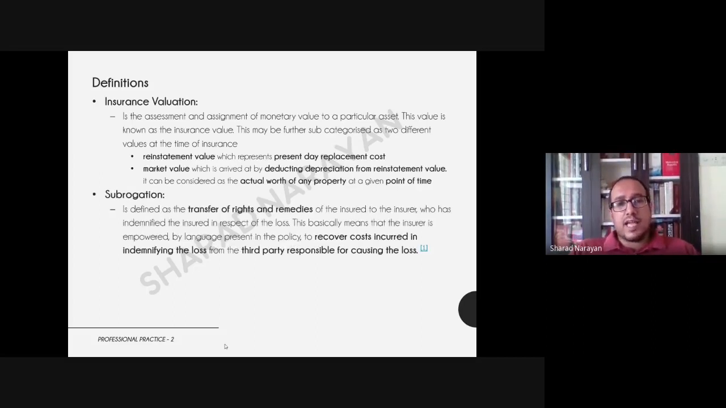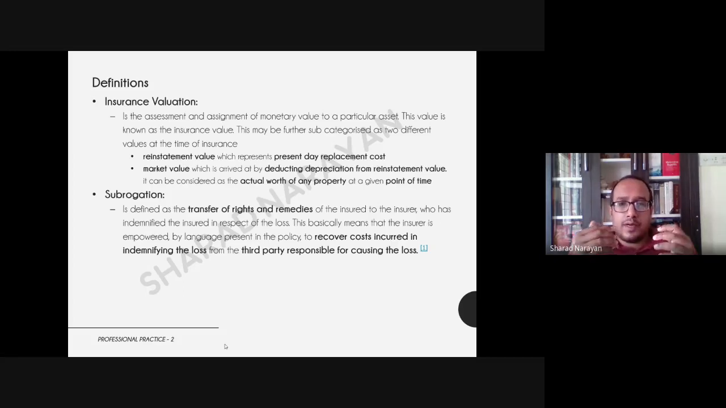Subrogation is defined as the transfer of rights and remedies of the insured to the insurer, who has indemnified the insured in respect of the loss. This basically means that the insurer is empowered by language present in the policy to recover costs incurred in indemnifying the loss from the third party responsible for causing the loss. Okay, to give you a simple understanding of this, we'll talk about it with regards to vehicular insurance.